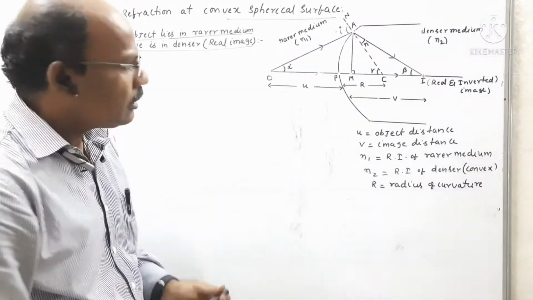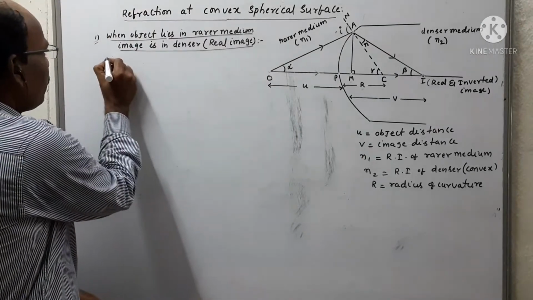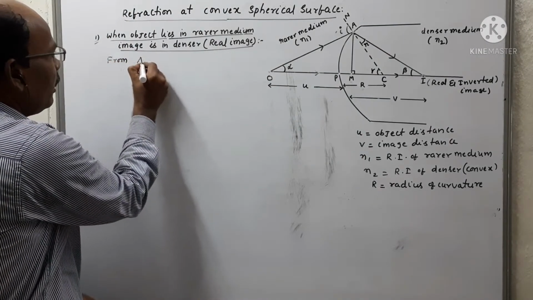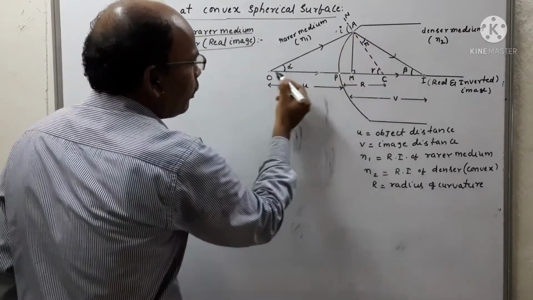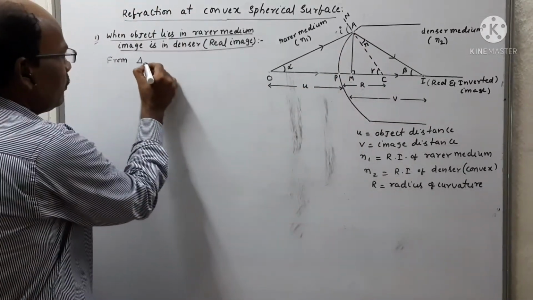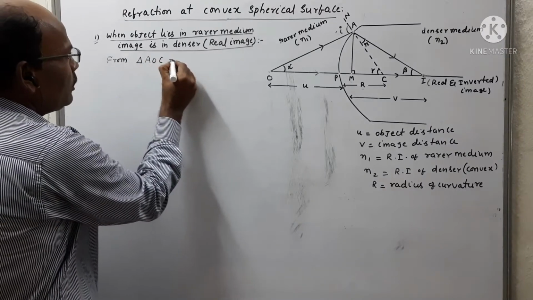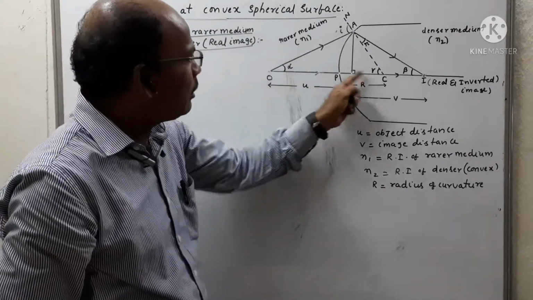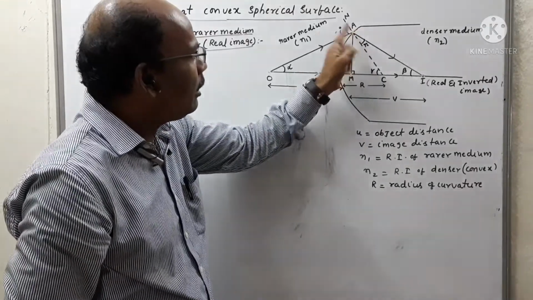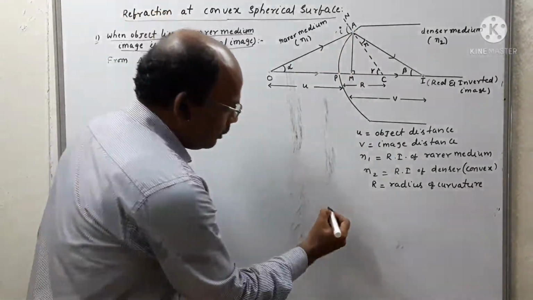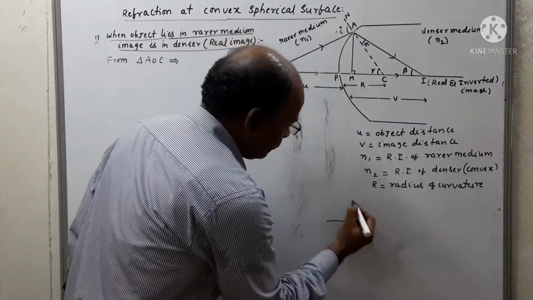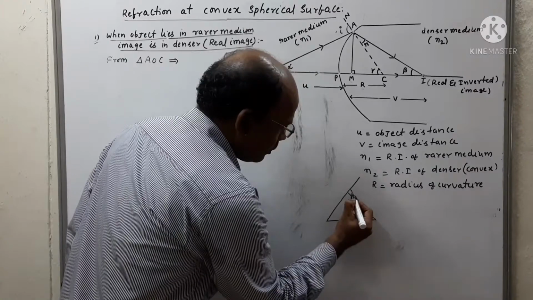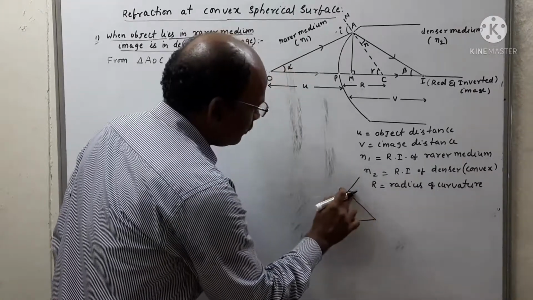Okay, then we can observe triangle AOC. From triangle AOC we can find the opposite angles alpha, gamma, and here i is the exterior angle. Suppose if you consider, so this is the angle of incidence.